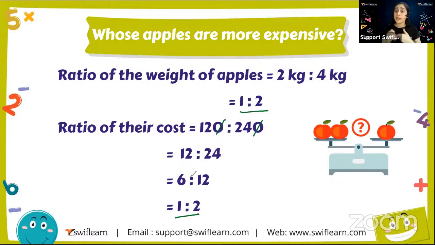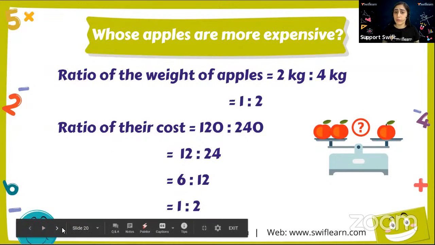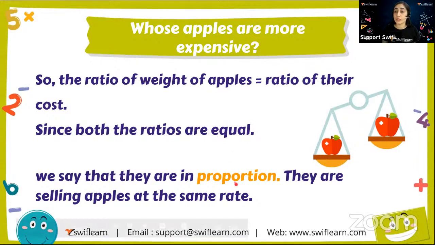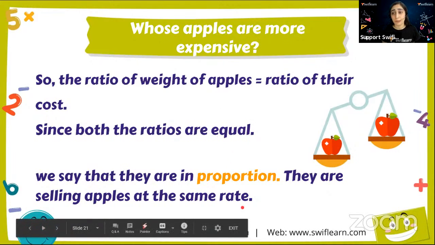So the quantity which they are selling is at the ratio of 1:2, whereas the cost, the money in which they are doing it, the ratio for that is also 1/2. So both the ratios are the same. If both the ratios are the same, that means they both sold the things at the same rate. So whose apples are expensive? None of them. Both ratios are the same, so they both sold the things at the same ratio.